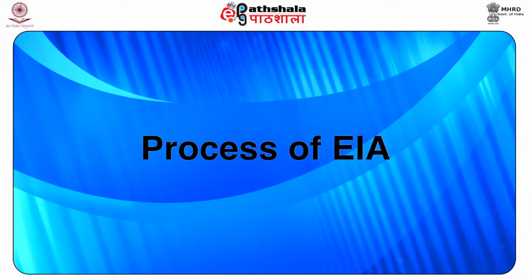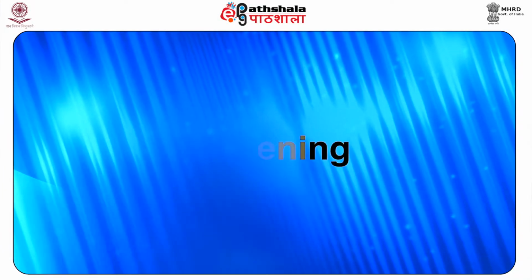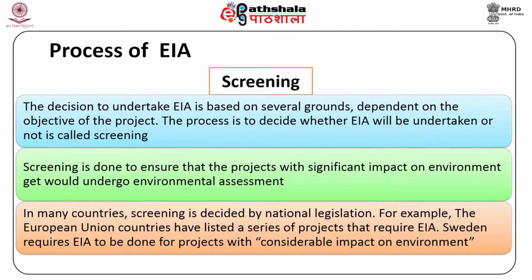Now, what is the process of EIA? The first is screening. The decision to undertake EIA is based on several grounds dependent on the objective of the project. The process is to decide whether EIA will be undertaken or not. This is called screening. Screening is done to ensure that the projects with significant impact on environment should undergo environmental assessment. This is an early decision in the life cycle of the project.